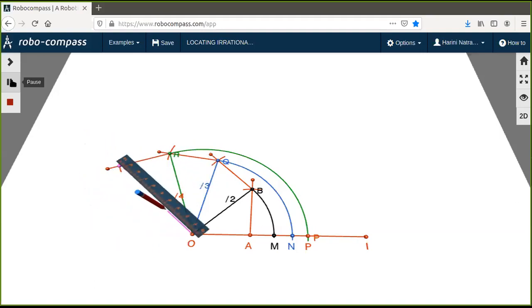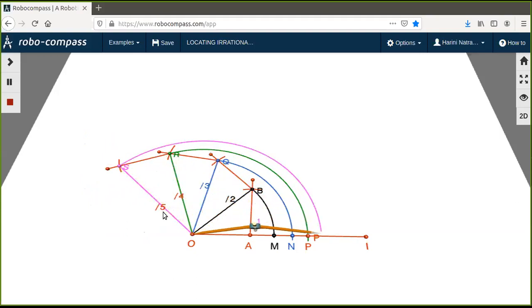See, I've used different colors for all the different hypotenuses that I have. Now, what's the next step? I have to know that this is going to be root 5, because this is 4 plus 1, 5. So it is root 5. Now, keep your compass at O. Take a length of OS. Bring it down to the number line. It will intersect at another point, and that point will represent your root 5.